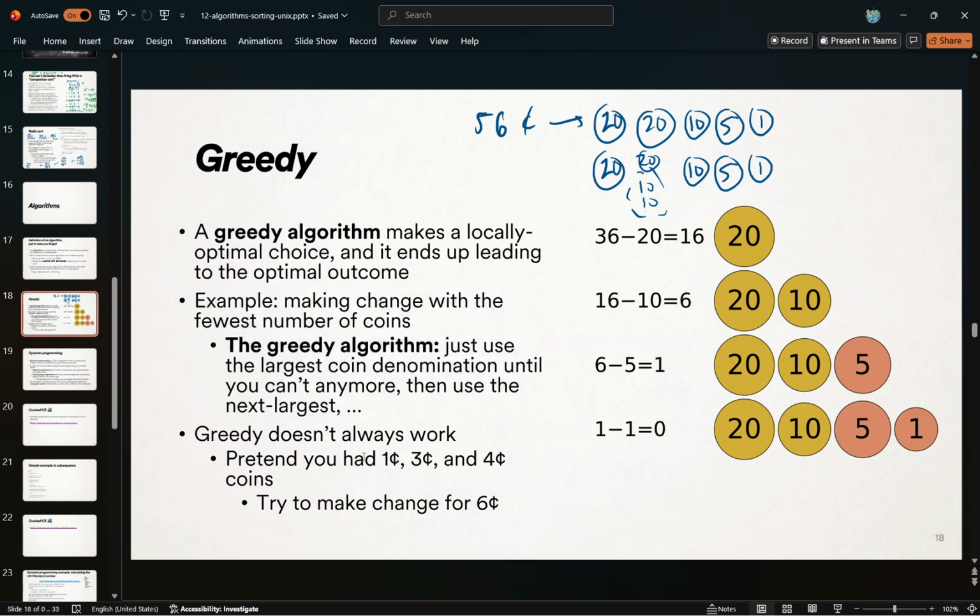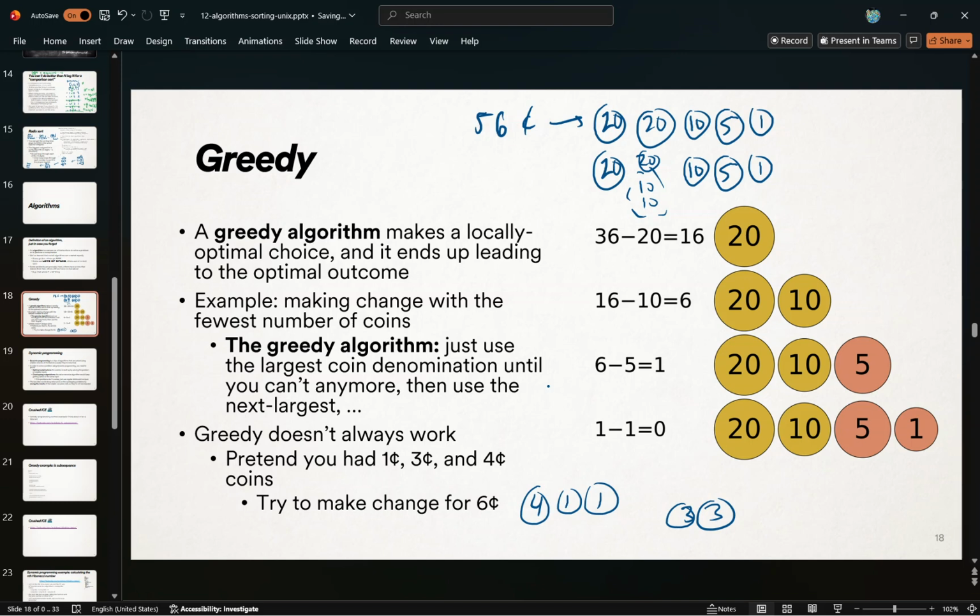Say you had disgusting coins that look like this. You had a 4 cent coin, a 3 cent coin, and a 1 cent coin. If you use the greedy algorithm to make change for 6 cents, you'd give them a 4 coin and then 2 1 coins, wouldn't you? But you know that there's a better option. You could have given them 2 3s. So that's not always going to work. But if you can prove that it does, you're in good shape.